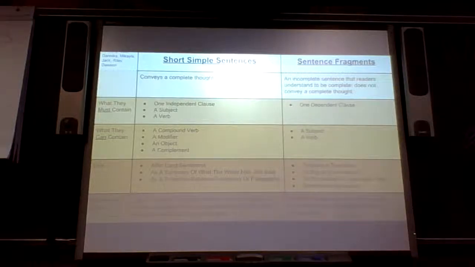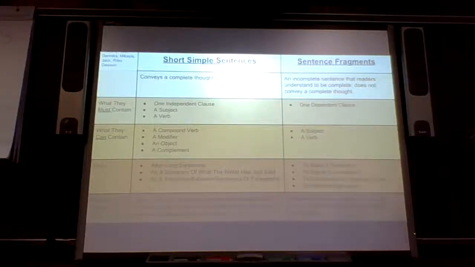And the rhetorical effect is that one or two short, simple sentences create emphasis by contrast. So if you put short sentences around the longer sentences, they'll call more attention to them.